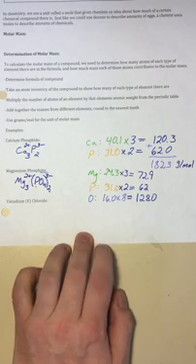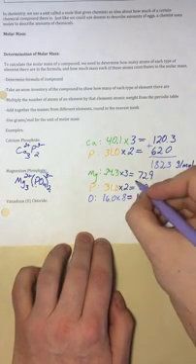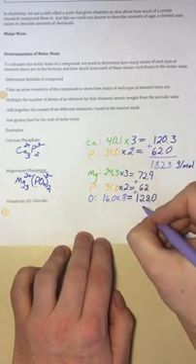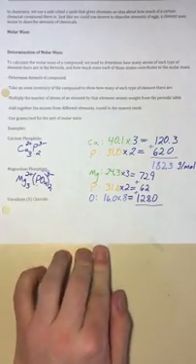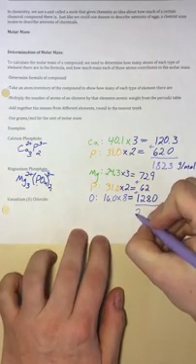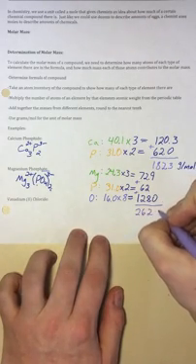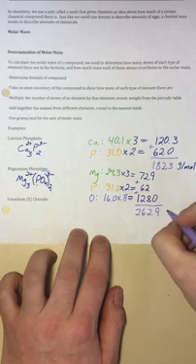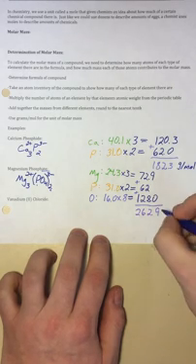I'm going to need to add all 3 of those numbers up. And when I do, we can see I have 262.9. And we need our units of grams per mole.